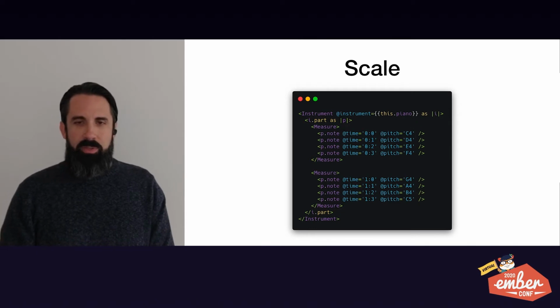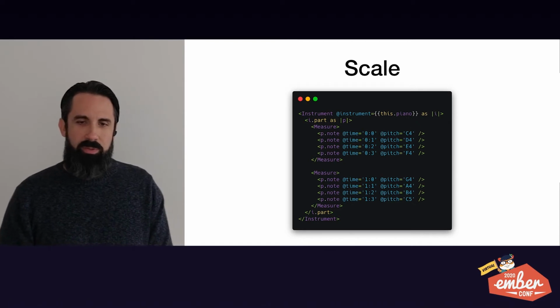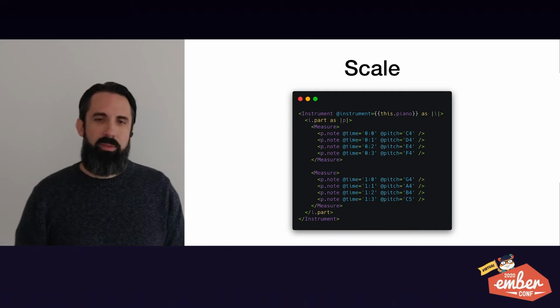So you can see I have pitches starting at C4, and I'm ascending up: C, D, E, F, G, A, B, and then C5. That's the next octave. Once you wrap back around, that's an octave.